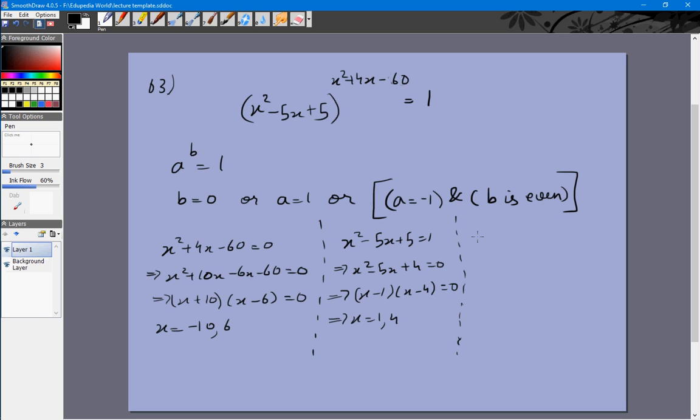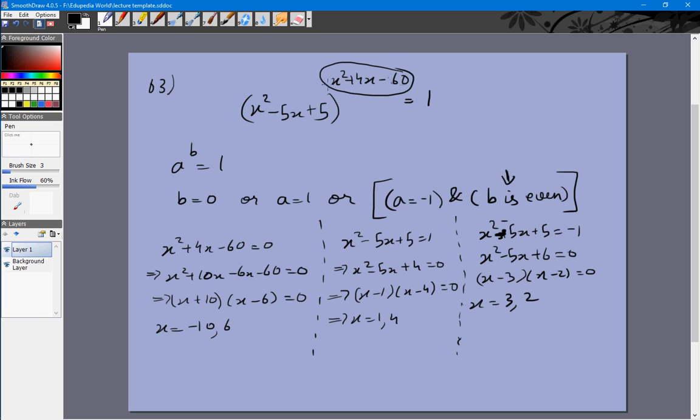And these are also possible values. Finally, a is equal to minus 1 gives me x square minus 5x plus 5 is equal to minus 1, which gives me x square minus 5x plus 6 is equal to 0, or x minus 3 times x minus 2 is equal to 0, x is equal to 3 or 2. But there's a second condition here, b has to be even. That means x square plus 4x minus 60 has to be even.